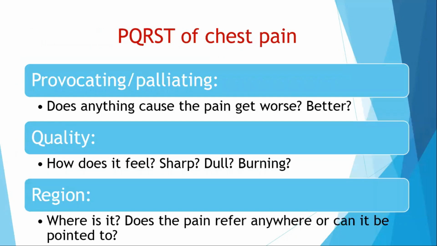For the assessment of chest pain, we can assess it by the mnemonic PQRST. P for provoking and/or palliating, which includes: does anything cause the pain to get worse or better? Quality: how does it feel? Sharp, dull or burning? Region: where is it? Does the pain refer anywhere or can it be pointed to?